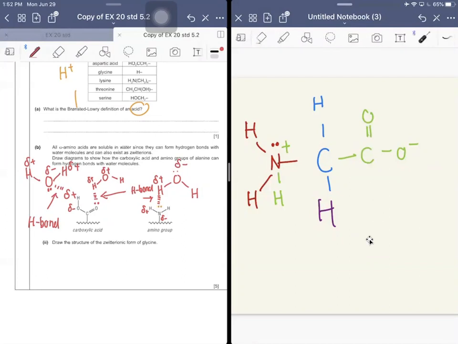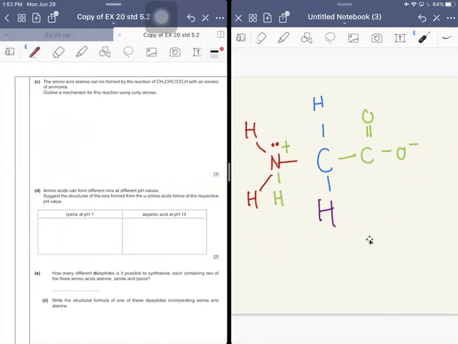Even though they are charged, positive and negative, they will cancel each other out, and overall the molecule is neutral. The number of atoms and the Mr are also unchanged because you have not lost or gained any H plus. So what you did is what we call an internal transfer. You transfer from the acid group to the amine group, so there is no change in the number of atoms.